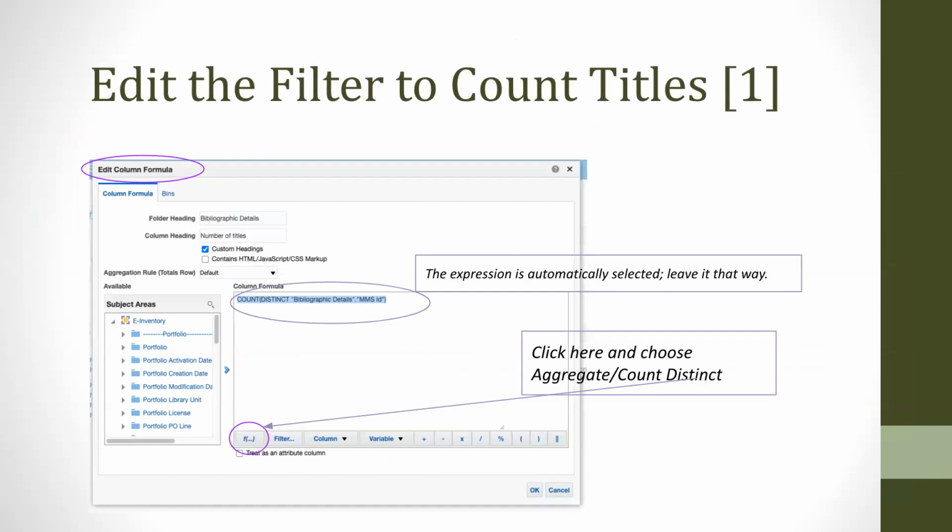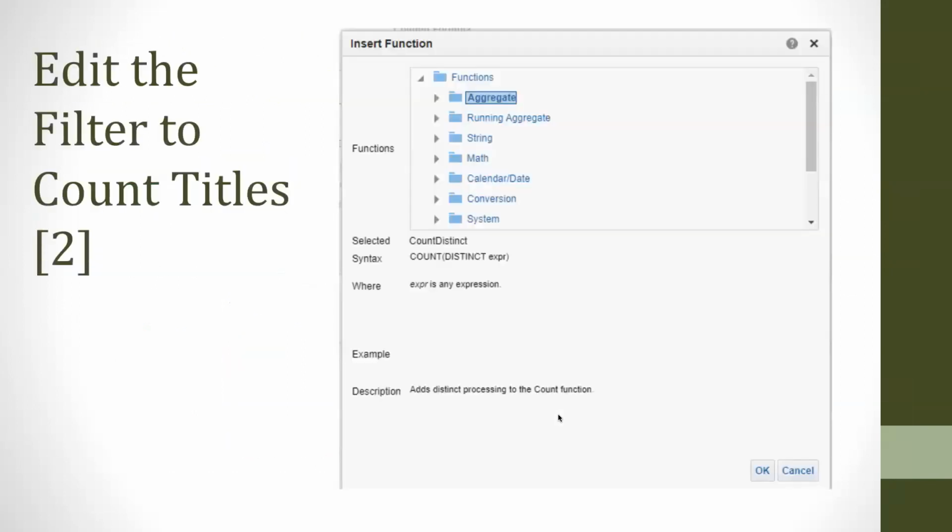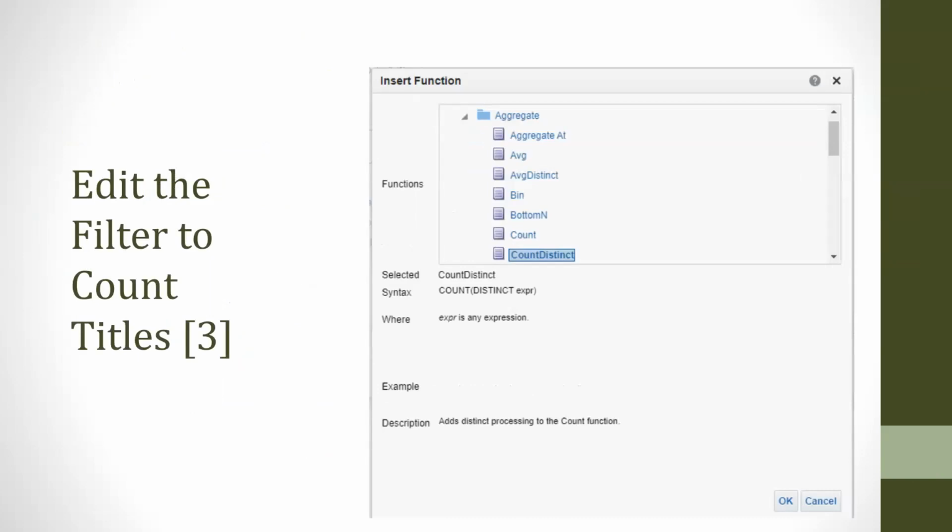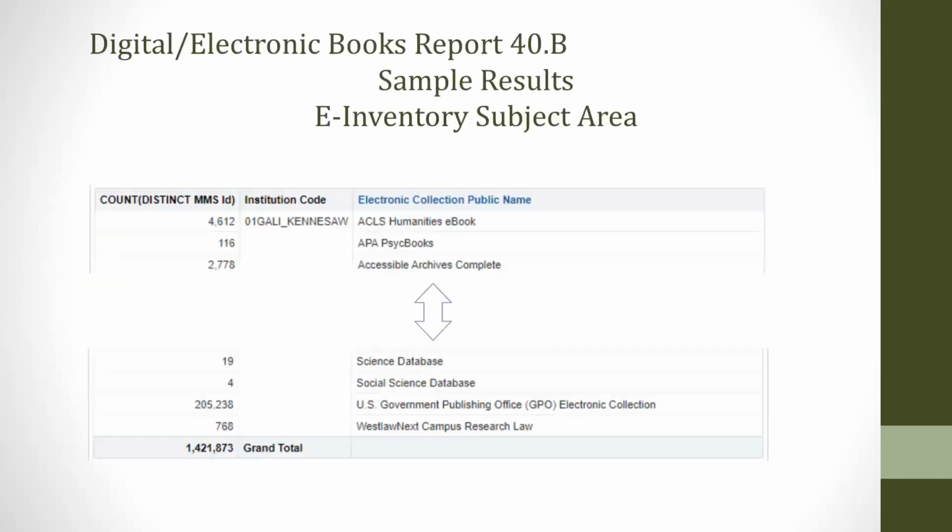So in order to do that, you have to edit the column formula. This is what it looks like in Analytics. When you open that choice, the expression is automatically selected. Leave it that way, and then click at the bottom left, choose aggregate, and then choose count distinct. And then here's a sample result. You'll get a list. In this case, we left the collection name in there.